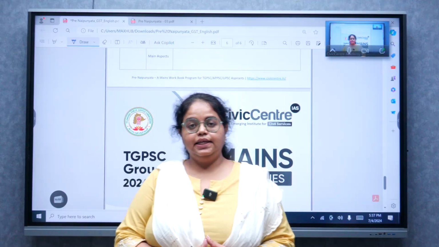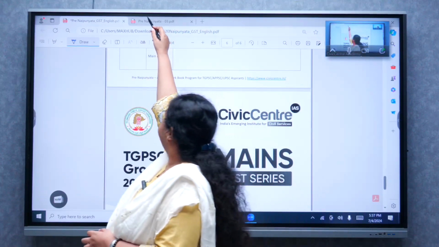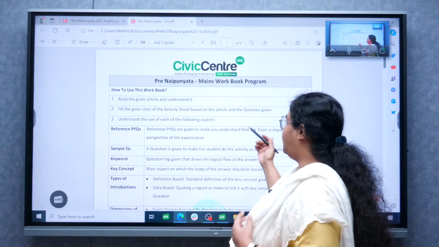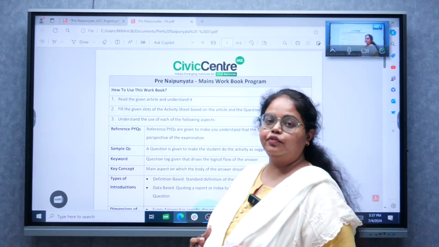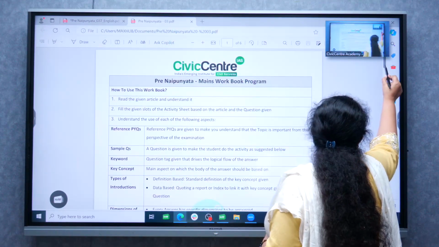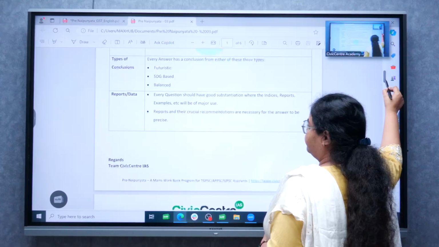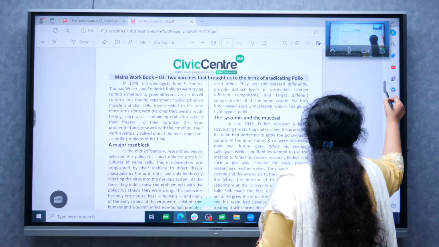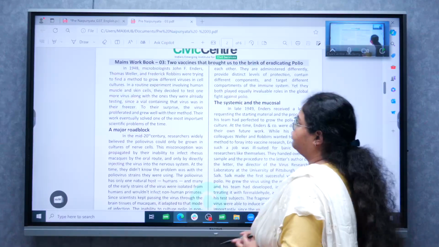We will see another question today from the workbook. Now we have seen how to use the workbook, we understand how to use the workbook, right? Let us see the question directly. Before that, what is it about? What is the article that we have provided?